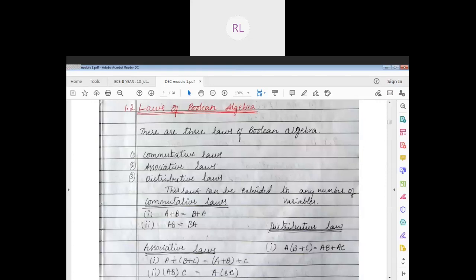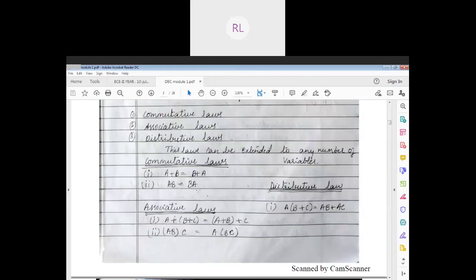So commutative law says a plus b is equal to b plus a. Which means, let us take a number, for example, take a is 2 and b is 3. So if I do 2 plus 3, which is 5, is also equal to 3 plus 2, which also gives us 5. Now let us take the same values, 2 into 3 gives me 6, or 3 into 2 also gives me 6. So this is nothing but your commutative law.